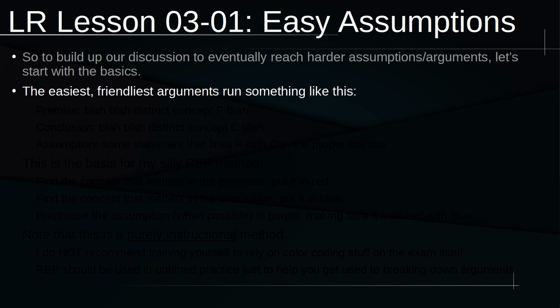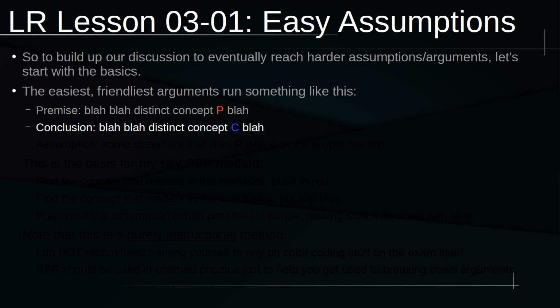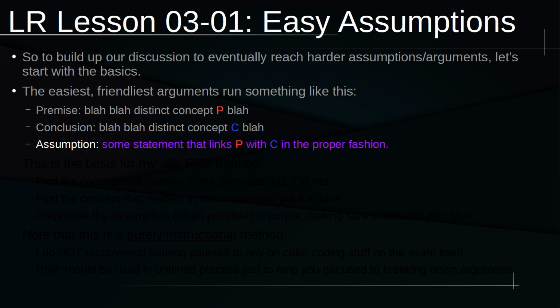The easiest, friendliest arguments run something like this. The premises will say something like blah blah blah, distinct concept P, followed by more blah. And there's also a conclusion that's similarly structured, blah blah blah, but there will be a distinct concept C, followed by more useless text. And so the assumption, of course, which is not written down, this is something that we come up with. The assumption would be structured something like this. It'll be some statement that links the red P with the blue C in the proper fashion.